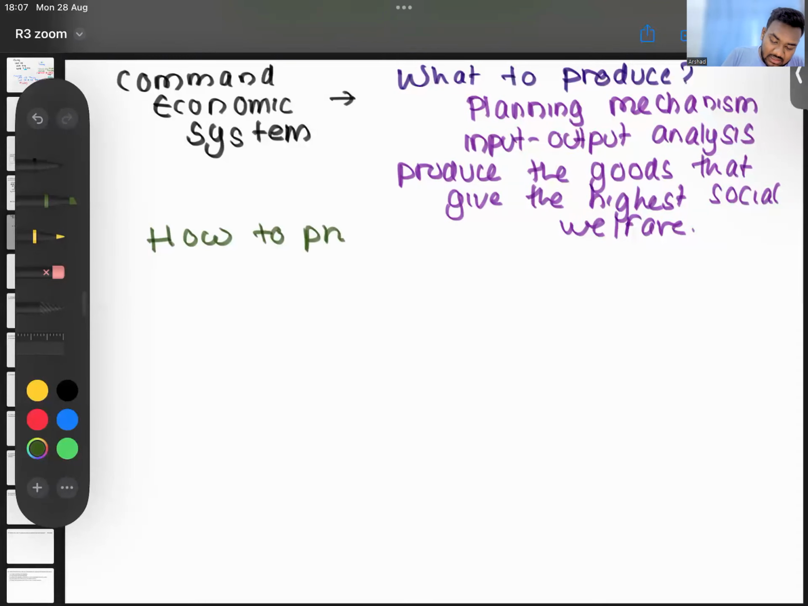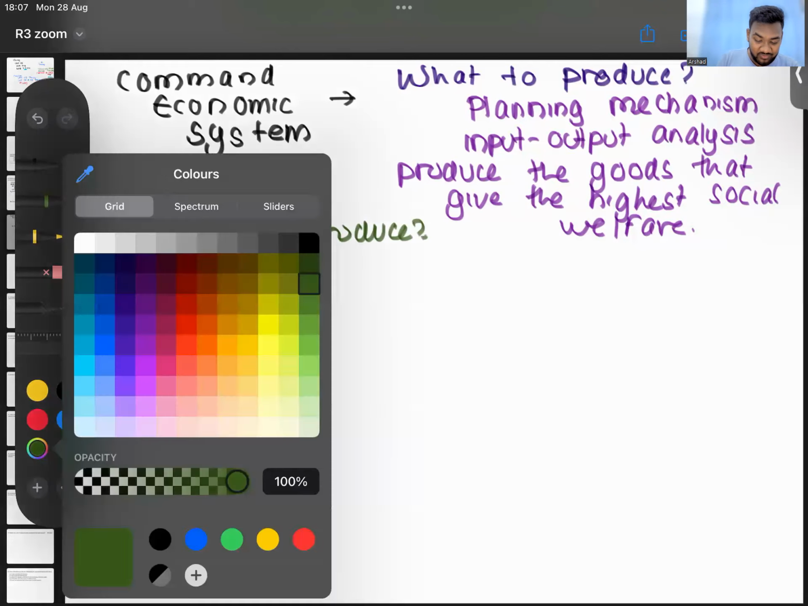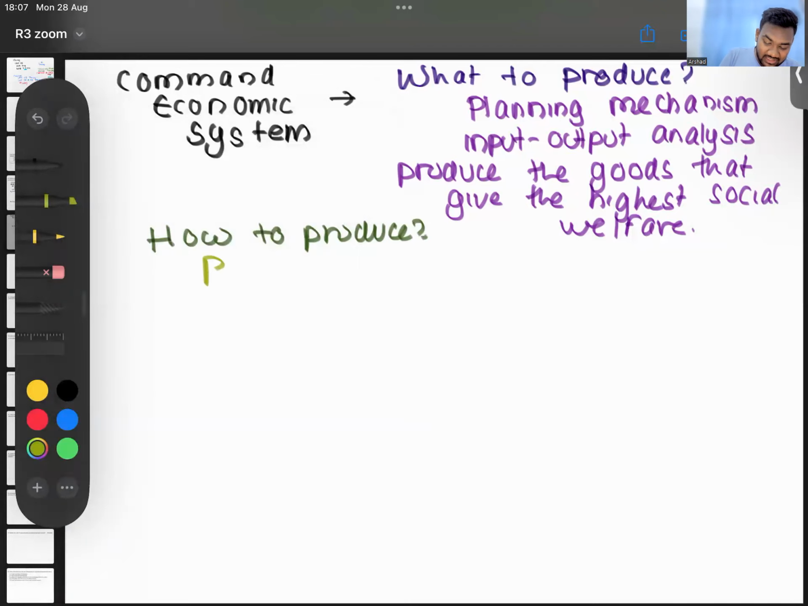How to produce? How does a command economic system answer this? Again, you have to highlight the keyword, using planning mechanism. So using planning mechanism, what will they do? They will decide on a production method that gives the fullest benefit to the public. What would they do? They will decide on a production method.